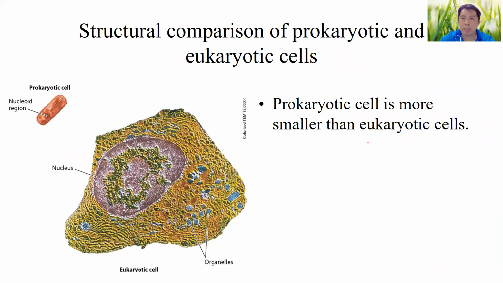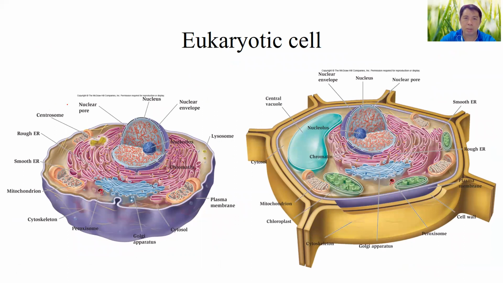Structural comparison of prokaryotic cells and eukaryotic cells. The prokaryotic cell is much smaller than the eukaryotic cell. As you can see here, this is the size for eukaryotic cells, whereas this is the size for prokaryotic cells. These are the drawings for a typical animal cell and a typical plant cell as seen under the electron microscope.